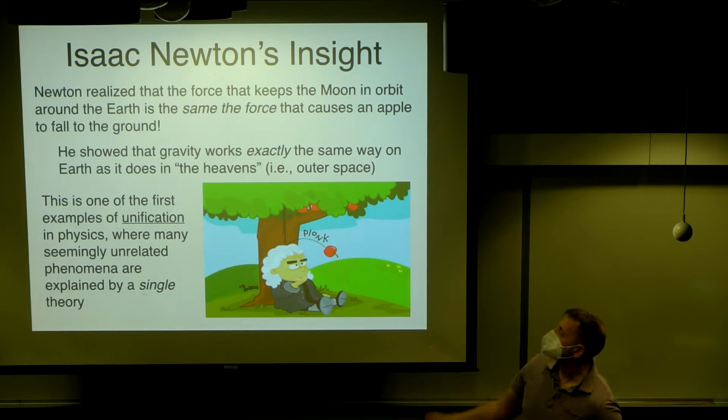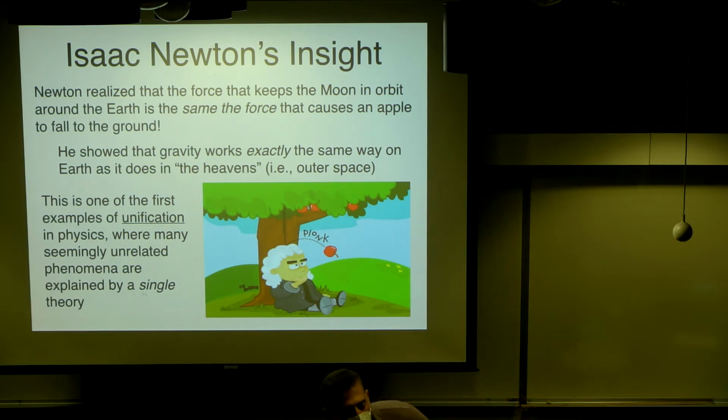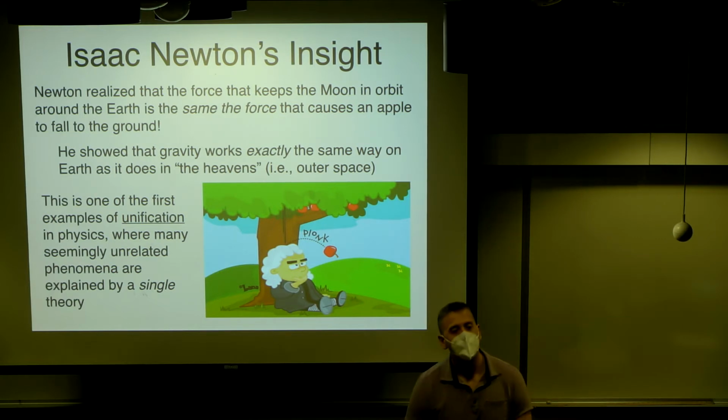So the idea is, Newton is sitting there under a tree, just contemplating how the moon orbits the Earth. Why is it that the moon stays in orbit around the Earth? What is it that's keeping it locked to the Earth? And the moment he's thinking about this problem, an apple falls out of the tree and hits him on the head.